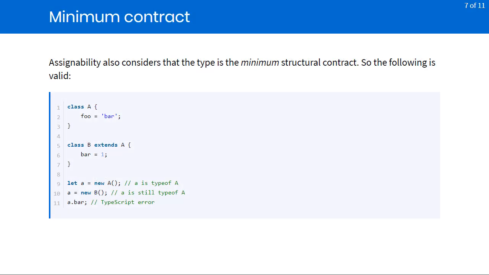Now, an extension of this is when we do this cross-assignment, we need to maintain the minimum structural contract. So let's take a look at this example here. Now we've got the class A that's got a field foo initialized to the value bar again, and then class B is a little bit different than on the previous slide. This class extends A, so it's going to inherit that foo field, but it's going to gain an additional field called bar.